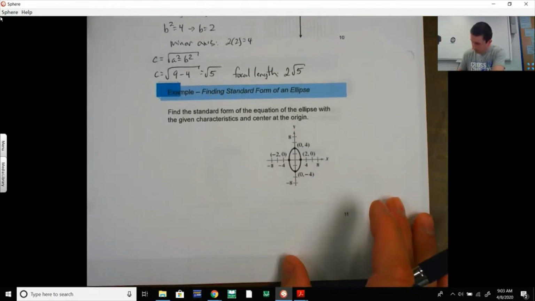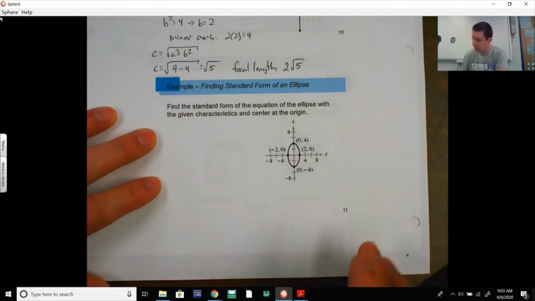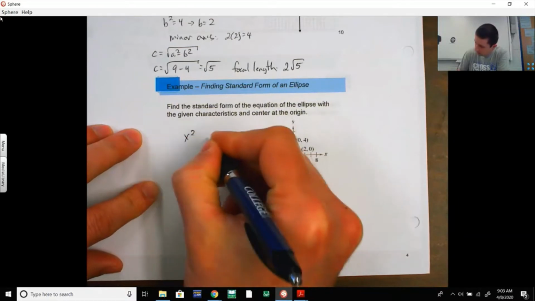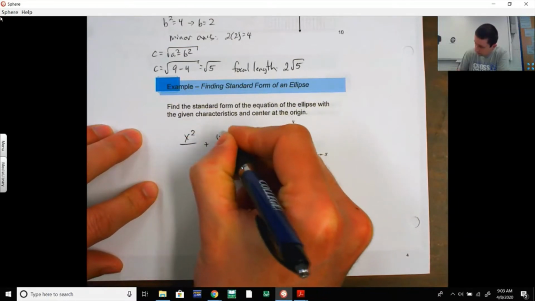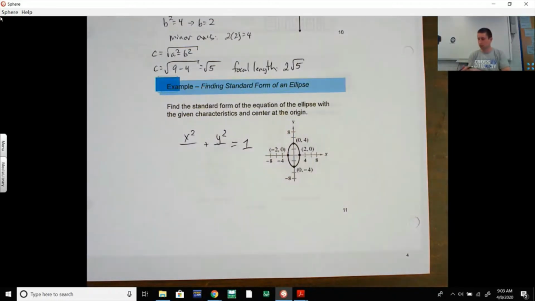Okay, let's go the other way. Find the standard form of the equation of the ellipse with the given characteristics centered at the origin. So we're centered at the origin. We know we have an x squared over something plus a y squared over something, and it's going to equal 1. Ellipses and hyperbolas will always equal 1 in their standard equation.